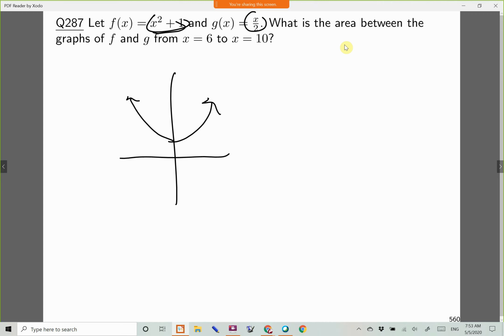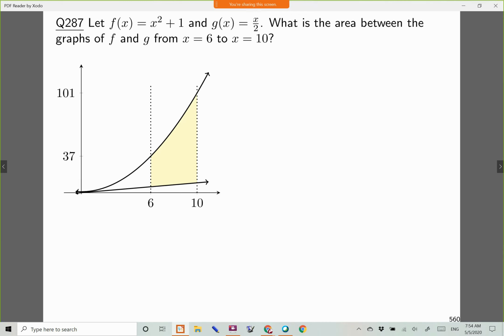So x over 2 is the same as one half x. This is actually a y equals mx plus b. The slope is one half, so it's really shallow. It's a line, and if the y-intercept is 0, it goes right through the origin. So you have these two things, and the question asks what's the area between the two graphs from x equals 6 to x equals 10.